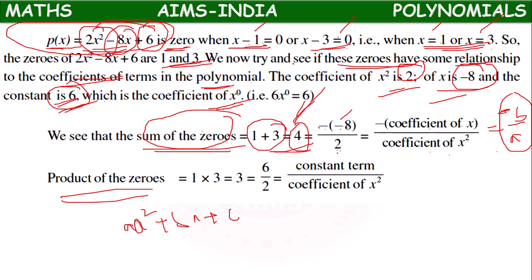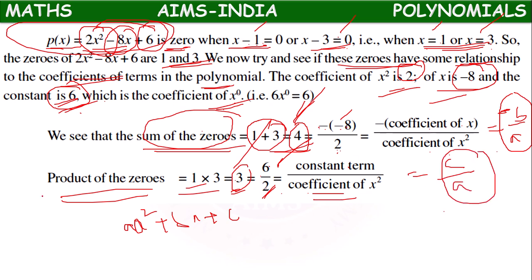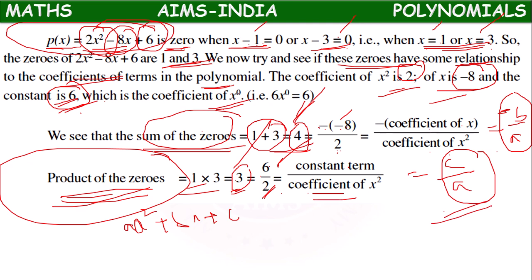What is the product of zeros? 1 into 3 is 3, which can be written with the help of coefficients as 6 by 2. Here 6 is the constant term and 2 is the coefficient of x square. Constant term means c, coefficient of x square means a. So the product of zeros can be written as c by a.